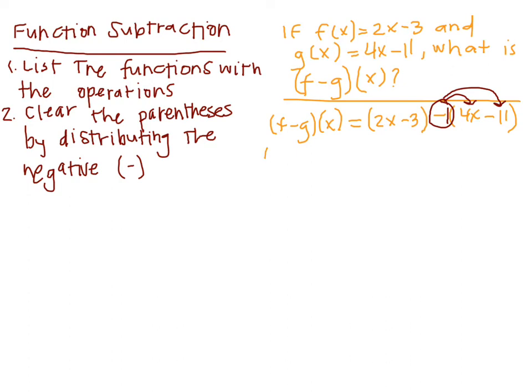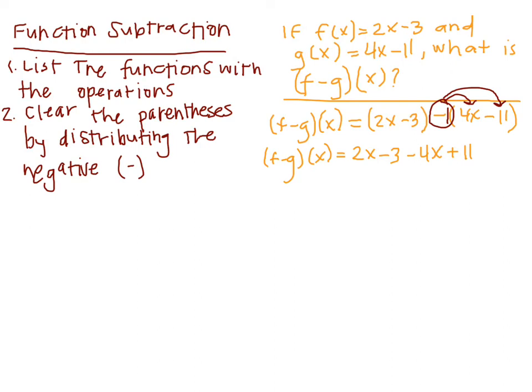So I have function f minus g of x equals, I can drop the first set of parentheses because there's no minus in front, and then negative 1 times 4x becomes negative 4x. Negative 1 times negative 11 becomes positive 11. Notice that it went from being a positive 4x to a negative 4x, then from a negative 11 to a positive 11.